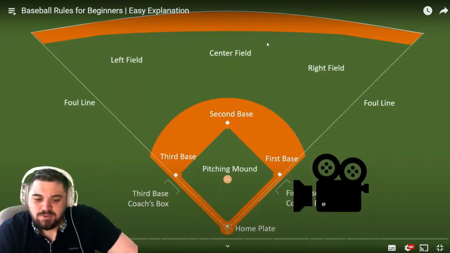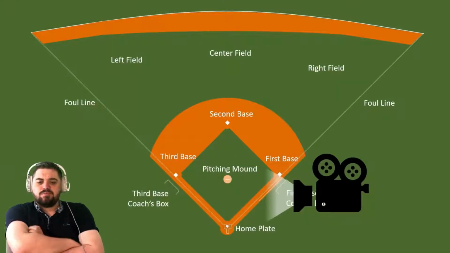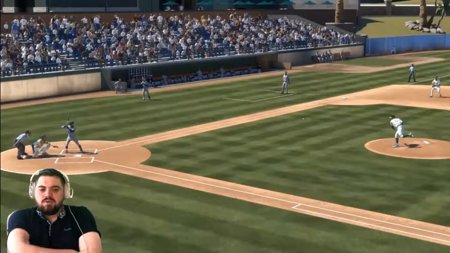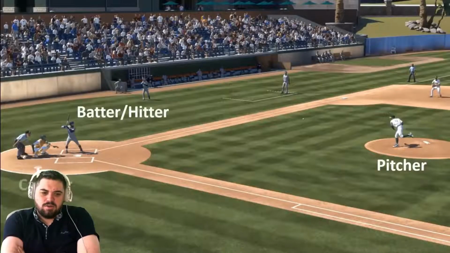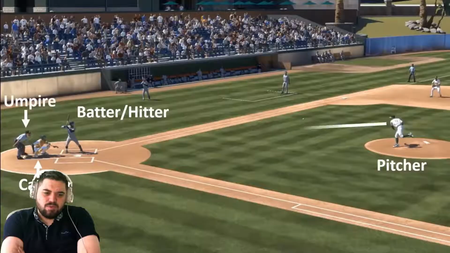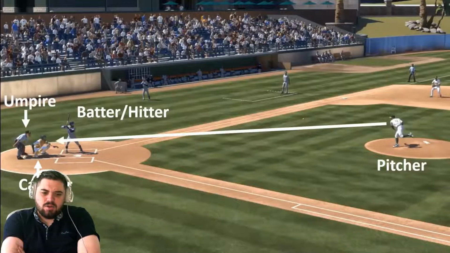And if we look at the pitching mound and the home plate from this area, this is how it's gonna look like. You have a pitcher and the batter and the catcher and the umpire. Pitcher's objective is to throw the ball to the catcher, and batter need to hit it.